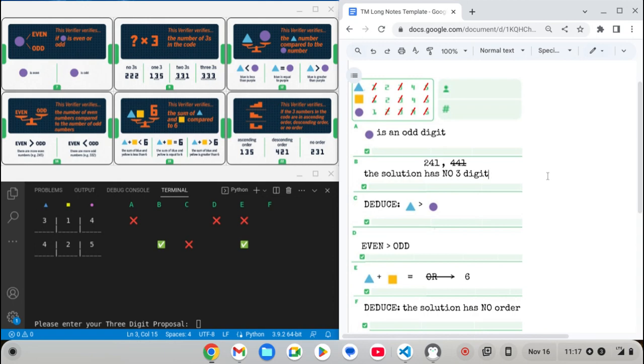Okay, well, it looks like our solution. Oh, well, let's go ahead and cross out here because the sum is equal to 6. And we have no order, that triangle has to be a 2. And square has to be 4. So let's cross out. It's 2. And so, yeah, it looks like the solution should be 2, 4, 1.